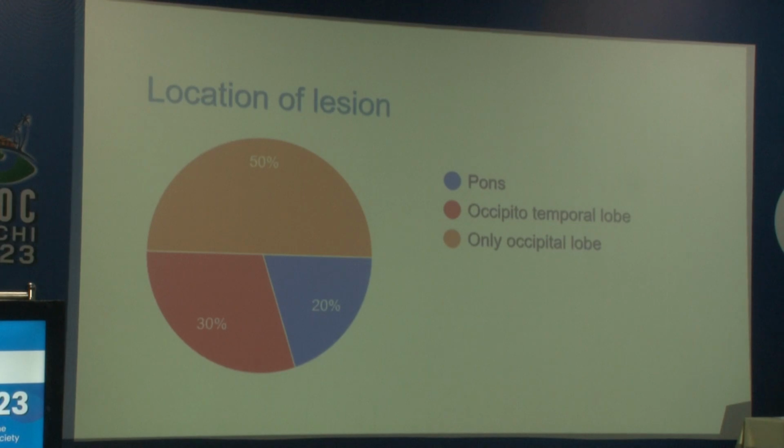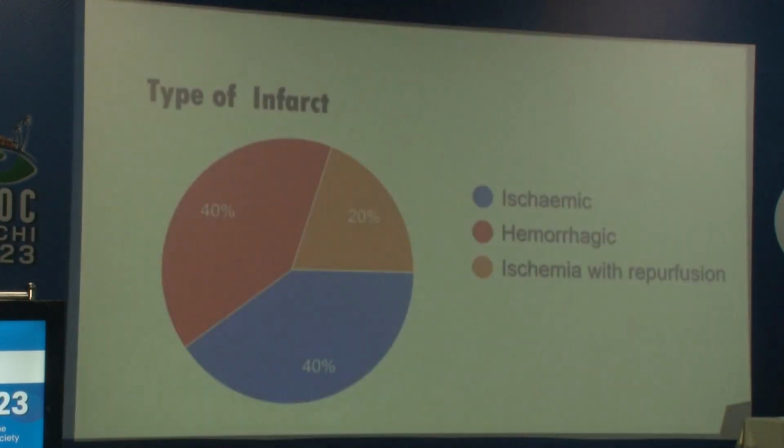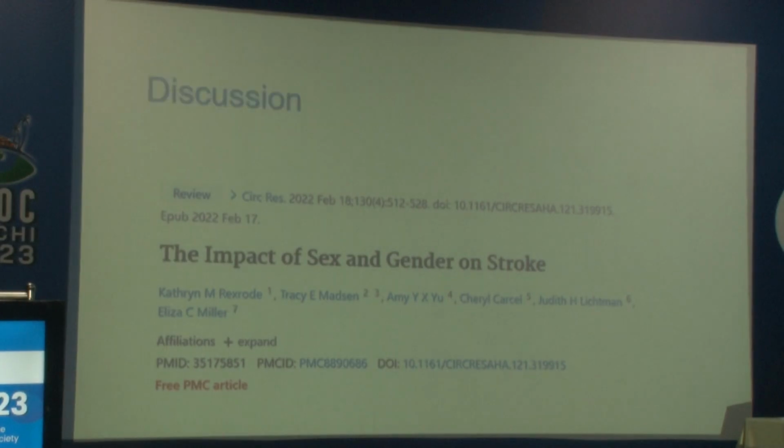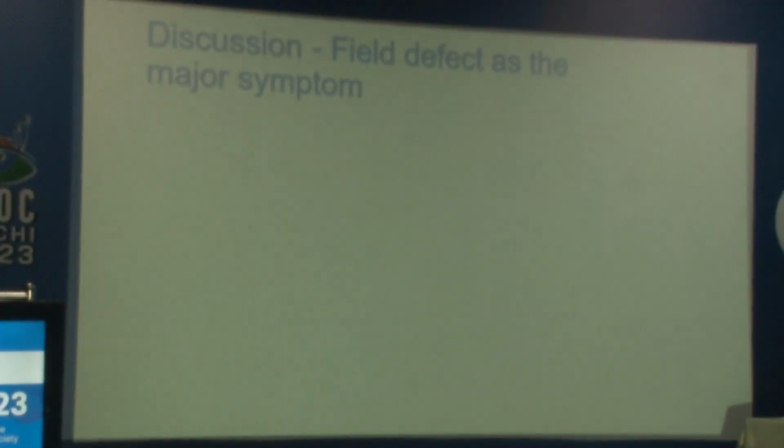Occipital lobe was the most common site of lesion, and we had 4 patients with a hemorrhagic transformation, which is potentially life-threatening, on the MRI. So coming to discussion, we found more males than females. This is because of the small sample size, and this is as opposed to the normal ratio, which is 4:1 of females to males in stroke.